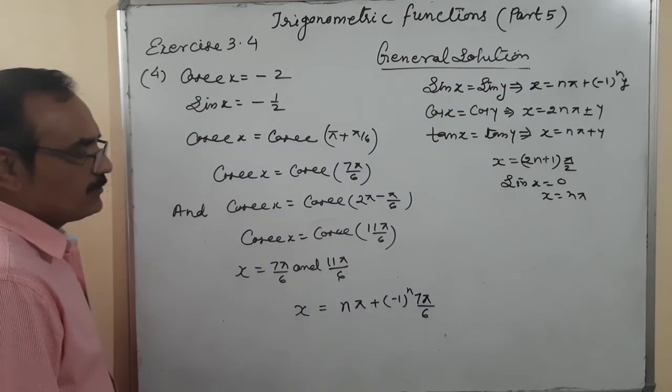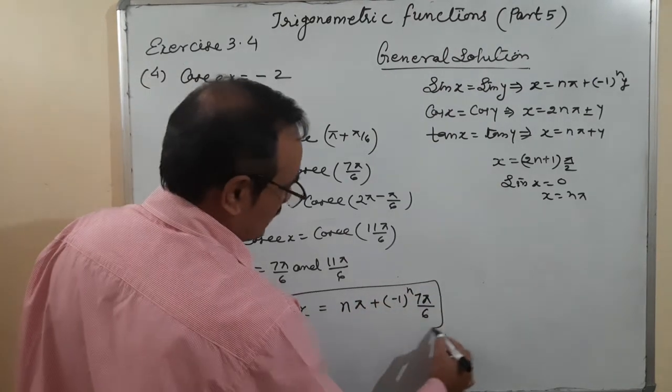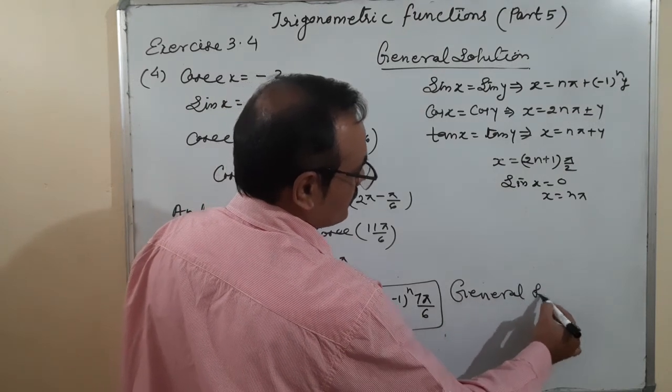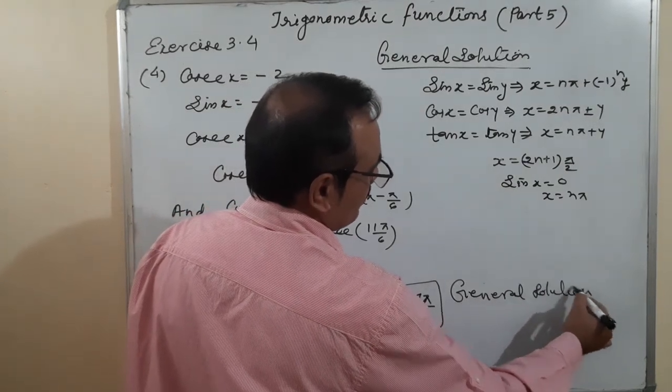So this value is called the general solution. Okay, what is it? It is the general solution. Got it?